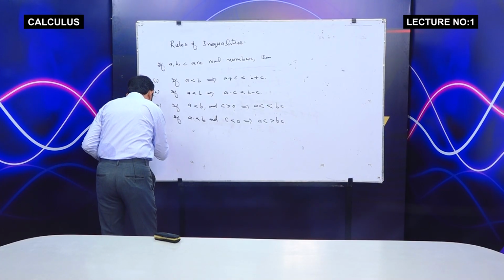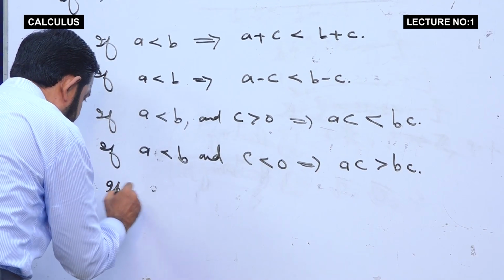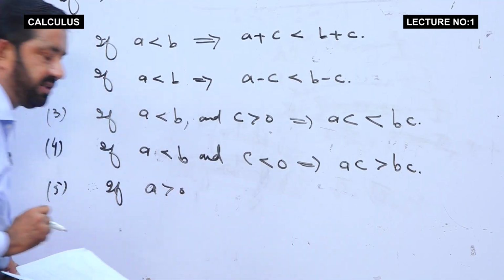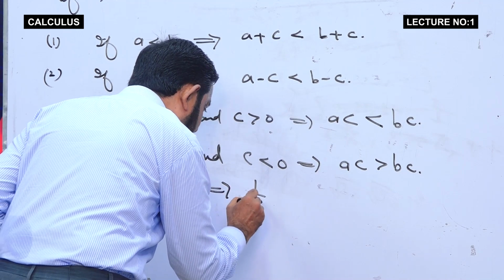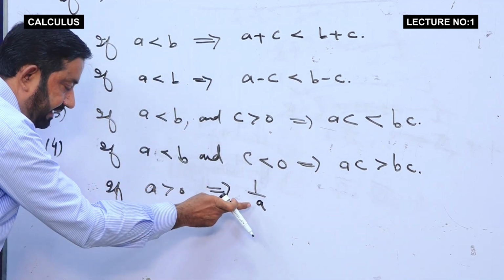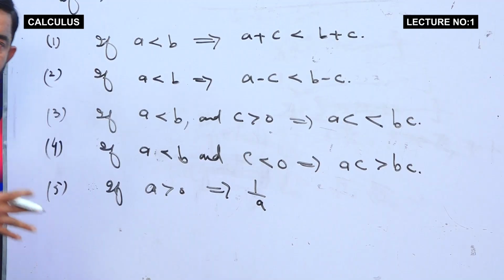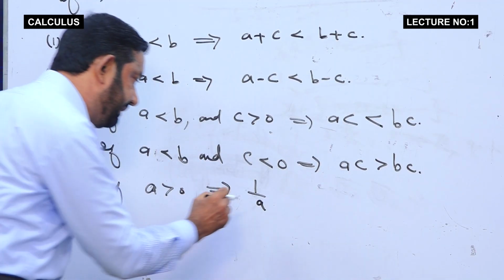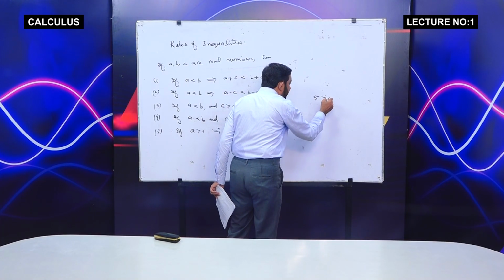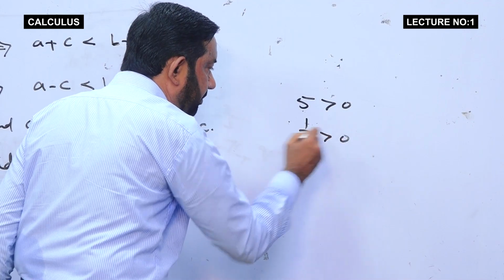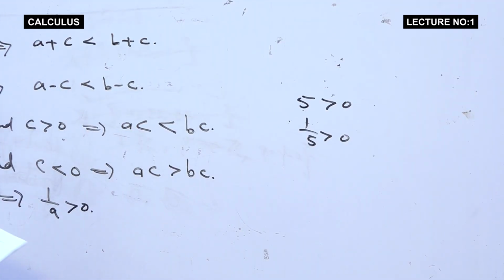The fifth is, if a is greater than 0, if we have a positive real number, this implies that the reciprocal of a, 1 over a, must be greater than 0. Like this one, if we have 5 greater than 0, then 1 over 5 must be greater than 0 again.